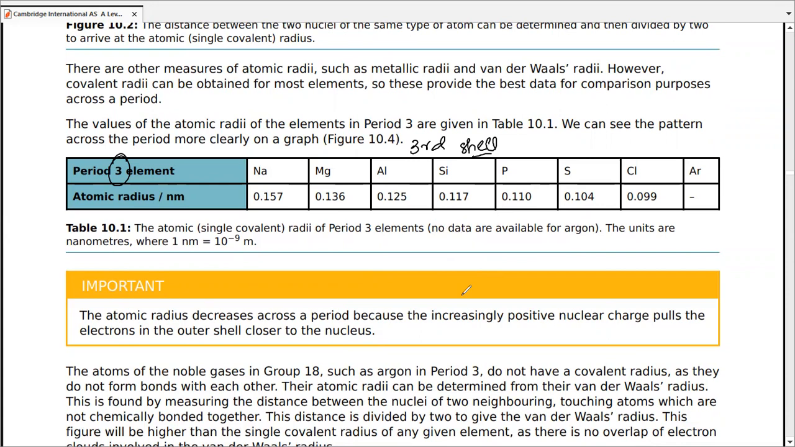So the pull, the nuclear pull, or what we call the positive nuclear charge, which pulls the electrons in the outer shell, becomes greater and greater. So moving from left, from sodium, all the way to right, to fluorine, this radius decreases. I hope you understand the reasons.